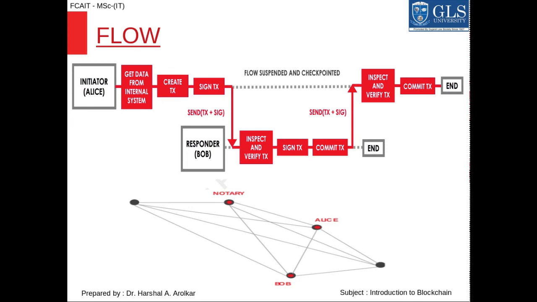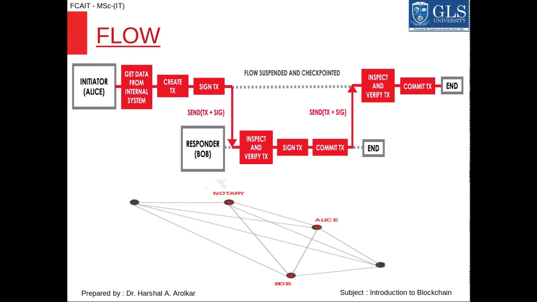Then this IOU, or rather say state that has been created, will be sent to responder Bob, who will inspect and verify whether the transaction is correct or not, again sign that transaction, commit that transaction and send the signature and the transaction to Alice to verify. And once it has been again verified by Alice, it will be committed, and that is where we'll be getting the full transaction that we saw in the previous slide.